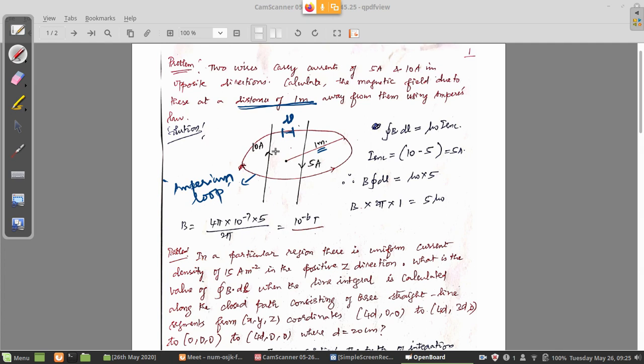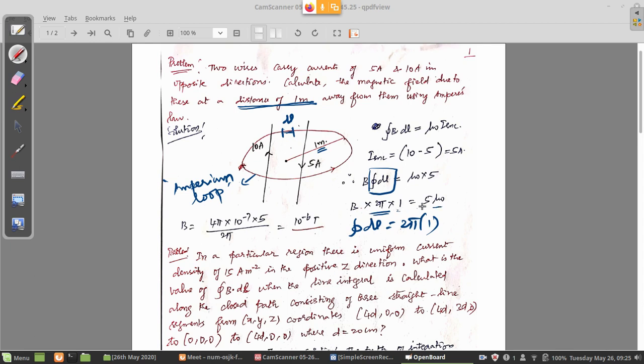Therefore B can be taken out, and the remaining part is integrated. If you integrate dl over a circular path, you will get the circumference, which is 2 pi r. So your integral dl in this case is 2 pi r. R is 1 meter, so it is 2 pi only. So B into 2 pi into 1 is equal to 5 mu naught, that is mu naught into current enclosed. Therefore, B is equal to 5 mu naught divided by 2 pi.